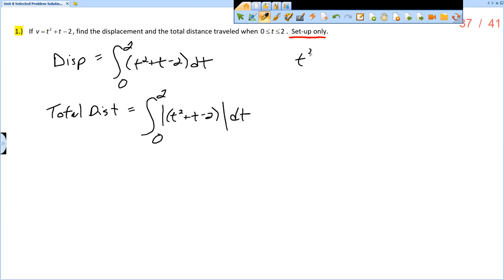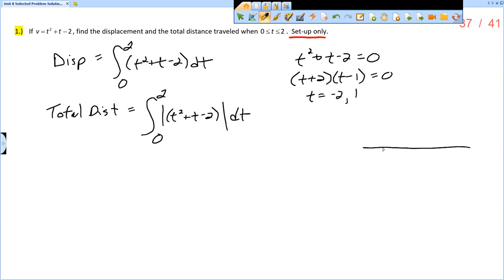So we need to know when t squared plus t minus 2 is positive and when it's negative, right? So we actually need to set it equal to 0. We need to factor: t plus 2, t minus 1, right? And then we get that t equals -2 or +1, right?